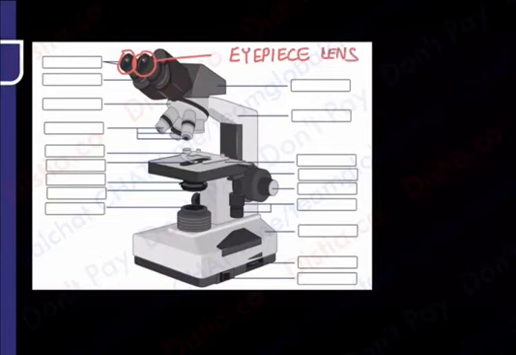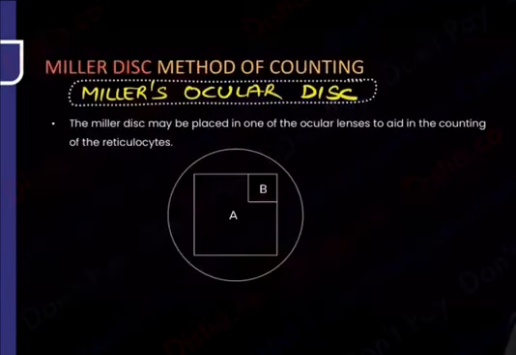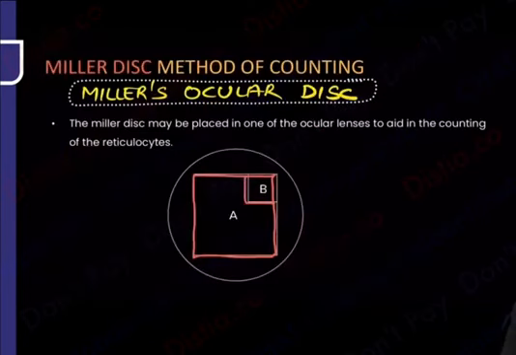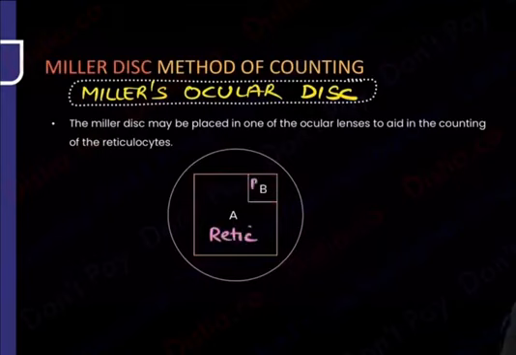So I am going to stick that disc, whatever disc we are talking about over here, which has a large box and then a small box. That disc I'm going to put up over here. And then I will count the reticulocytes. So please note that in the big box over here, you will count the reticulocytes, and in the small box over here, you will count all the other red blood cells. That is how you will get the reticulocyte count. So you just have to know there is something called a Miller's ocular disc.